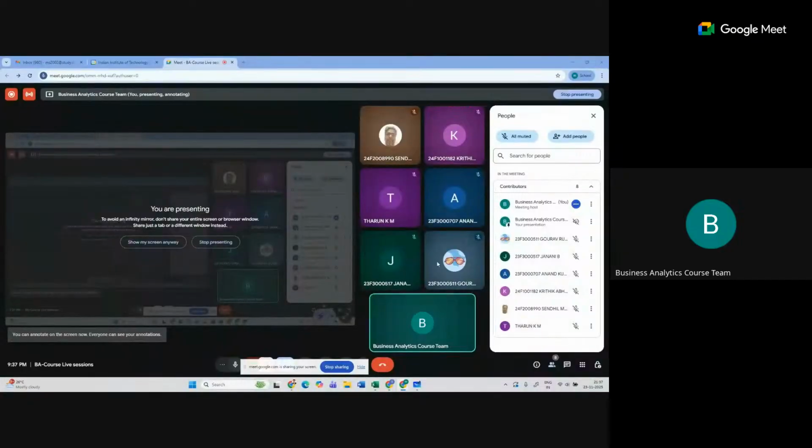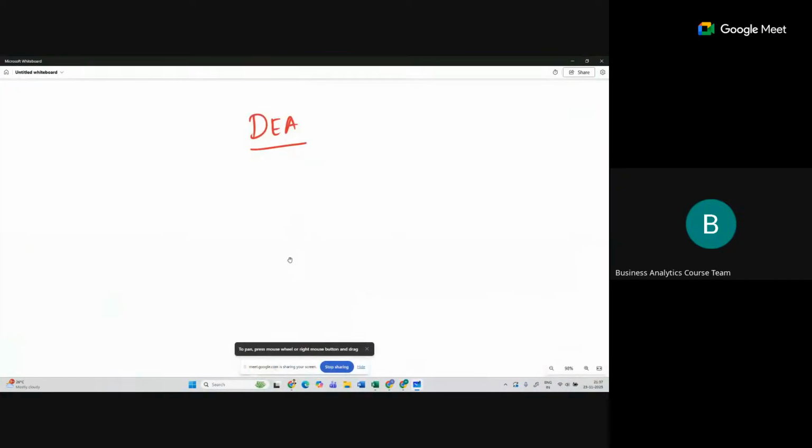Okay. Data envelopment analysis. What is DEA? Let us talk about efficiency. What is efficiency? Weighted output by weighted input. In general, efficiency is output by input. Everybody wants to maximize their efficiency. So how will you maximize efficiency? Either by increasing the output or by decreasing the input. There are only two ways by which you can increase your efficiency.